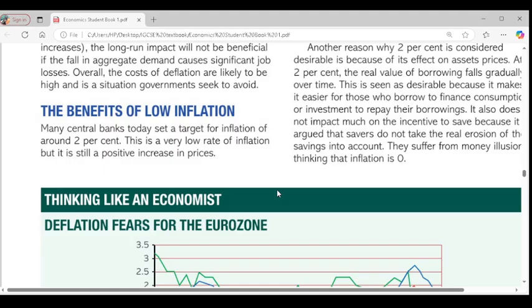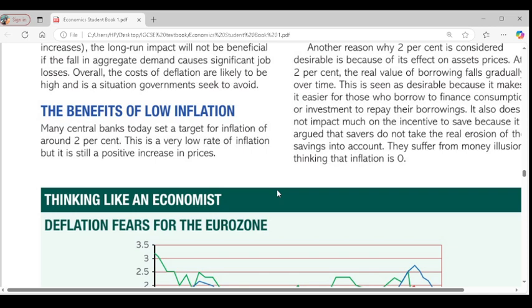Then the second point is that it allows those who borrow to finance consumption or investment to repay as soon as possible. A low inflation rate means prices of borrowing and prices of goods and services are not rising quickly. Do you understand the point? So it means goods and services are still affordable for people to buy. Firms will be able to invest in capital goods, and consumers will be able to spend on consumer goods with a low inflation rate. So that means demand within the economy would increase. Is it clear? Any question about that?